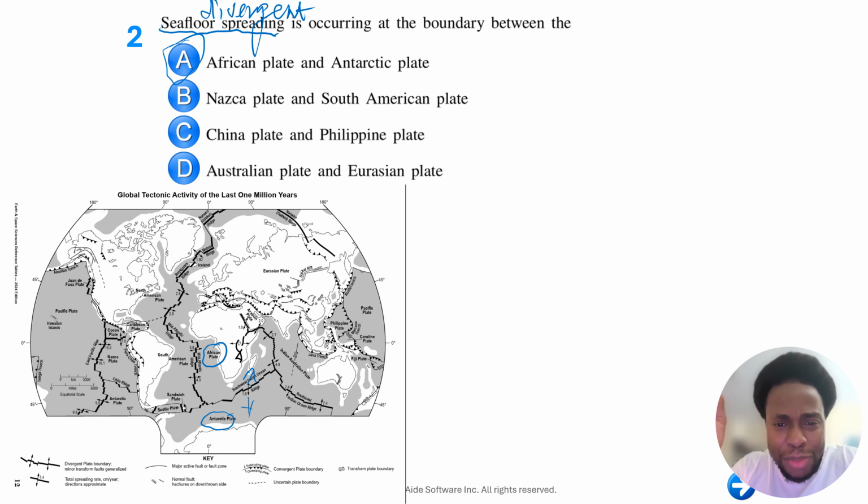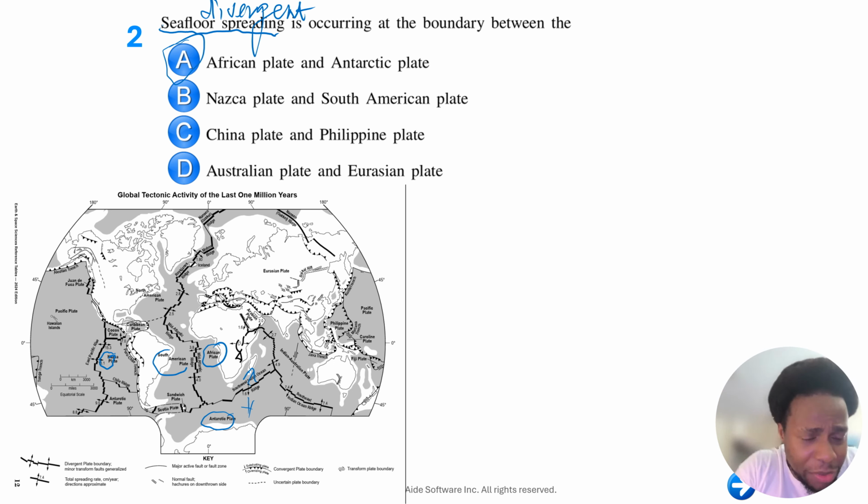Nazca plate and South American plate. This is Nazca plate here. This is South American plate here. And the boundary between the two of them is convergent. It's a convergent plate boundary. Option B is out. China plate and the Philippine plate. This is the China plate. China plate is on the Eurasia plate. So if this is China plate and then this is the Philippine plate right here, between China and Philippines, again, is a convergent plate boundary.